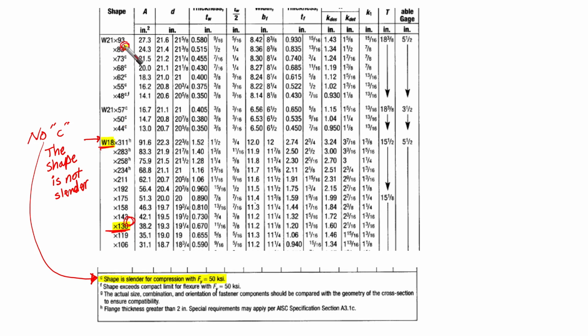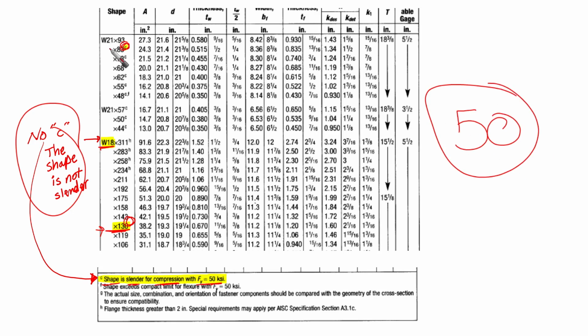But for the C, for example, here, it is given that the shape is slender, because as it is written here, C shape is slender for compression with F yield 50. Our F yield here is 50. So if this cross section, for example, is going to be used, we're going to find C here. This means all of them have a problem with local stability.